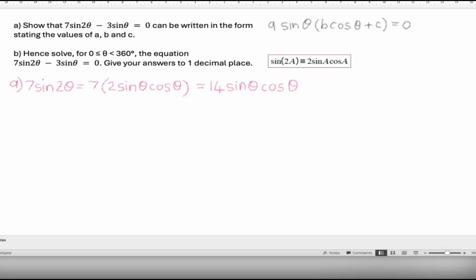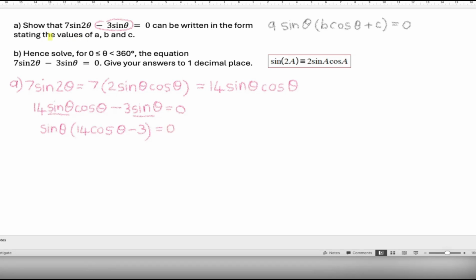Now we can rewrite the equation as follows. We can rewrite it as 14 sine of theta multiplied by the cosine of theta minus, don't forget about this part over here, minus 3 sine of theta is equal to 0. Now we can remove the sine of theta as a common factor. We have a sine of theta over here and over here. Now we add brackets. What remains in the brackets? 14 cosine of theta minus 3 equals 0.